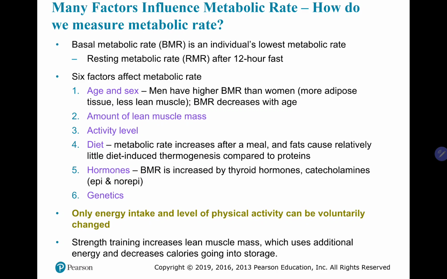Another factor that affects metabolic rate is the amount of lean muscle mass and an individual's activity level. Also diet: your metabolic rate increases after a meal. However, fat causes relatively little diet-induced thermogenesis compared to protein. It's harder to break down protein than it is fat. Hormones also play a huge factor. Your basal metabolic rate is increased by thyroid hormones and catecholamines such as epinephrine and norepinephrine, and there's a genetic factor too that will affect your metabolic rate. Okay, so only the energy intake and level of physical activity.